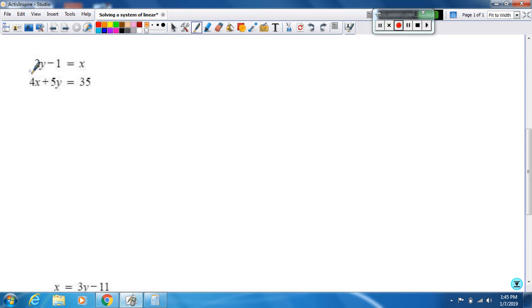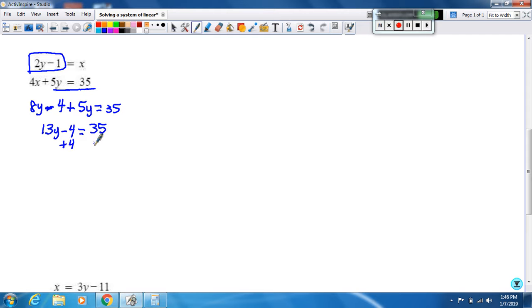Okay, this next one, x is already by itself, so I just put a box around whatever that equals. I take the other equation, and it says 4 times x, so I've got to do 4 times everything in the box. So 4 times 2y is 8y, and 4 times negative 1 is negative 4. Everything else that wasn't stuck to that variable just gets written down. So plus 5y equals 35. Okay, 8y plus 5y is 13y. So 13y minus 4 equals 35.